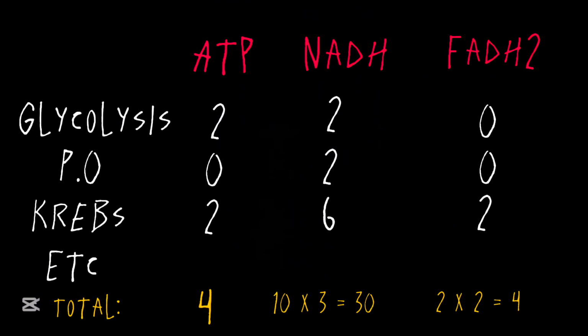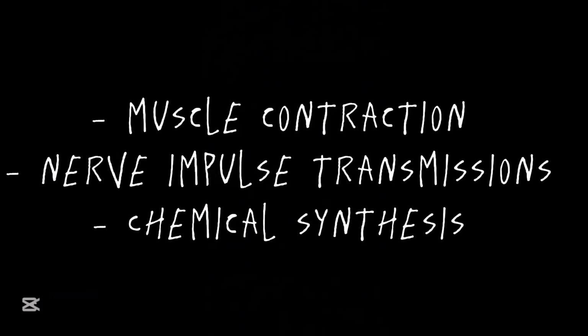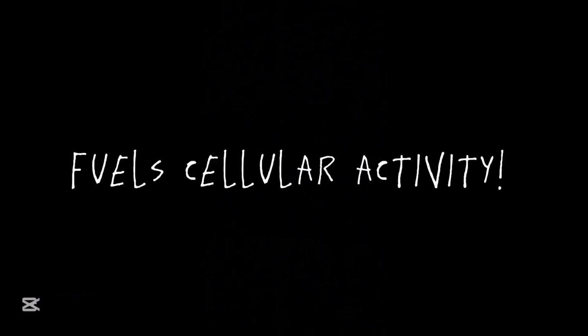Overall, aerobic respiration produces a theoretical yield of 38 ATP, a crucial form of energy that powers essential processes like muscle contraction, nerve impulse transmissions, and chemical synthesis, essentially fueling all cellular activities.